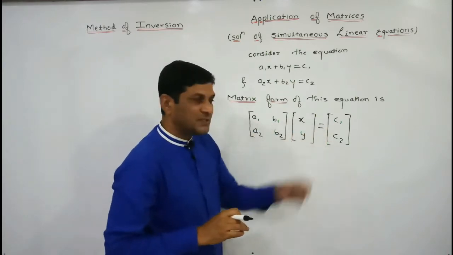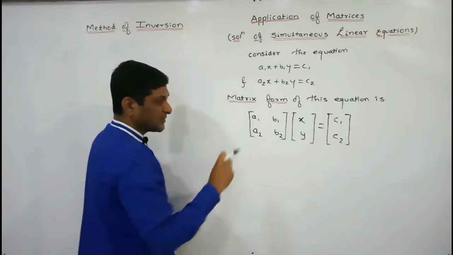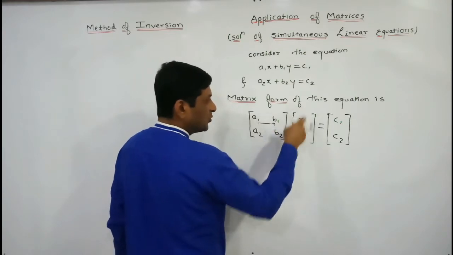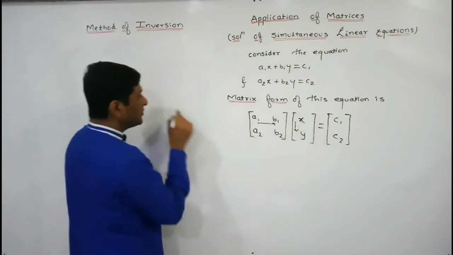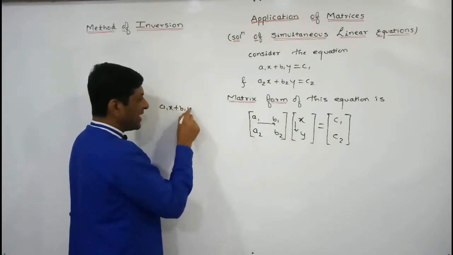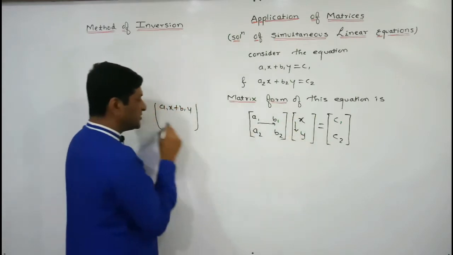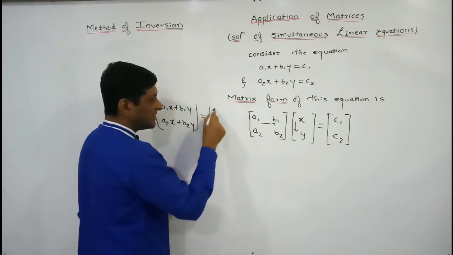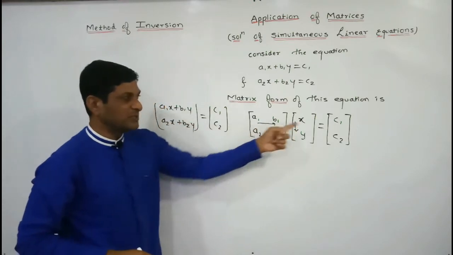Now again, if we solve this, we will get the same linear equations. Just try to understand here. If I take the multiplication of these two matrices, while taking multiplication we multiply row by column. So multiply the first row by the first column. What will we get? a1 into x will be a1x, b1 into y will be b1y. Now multiply the second row by this column. What will we get? a2x plus b2y, and on that side keep the matrix whose elements are c1 and c2 as it is. Just simply we have taken the multiplication of these two matrices.